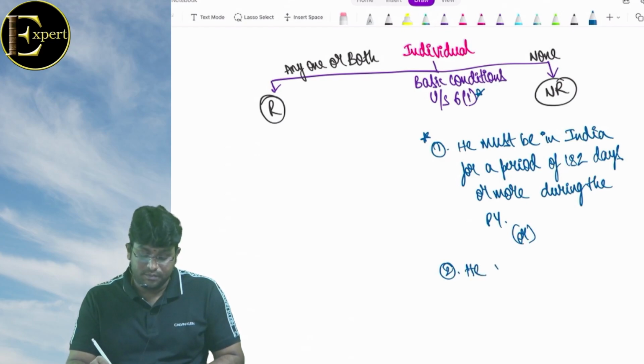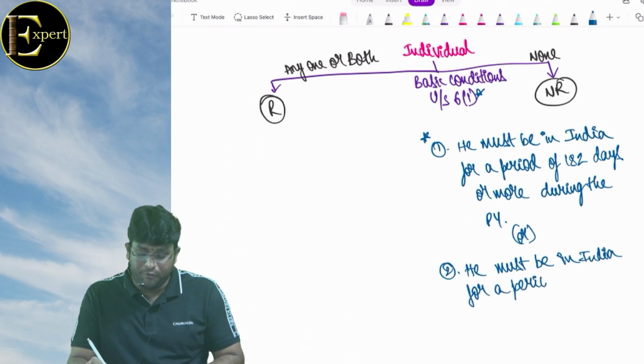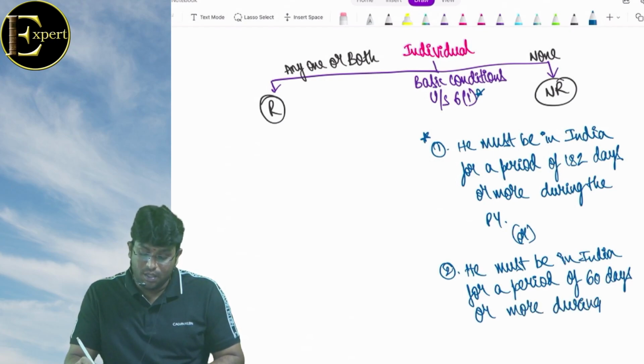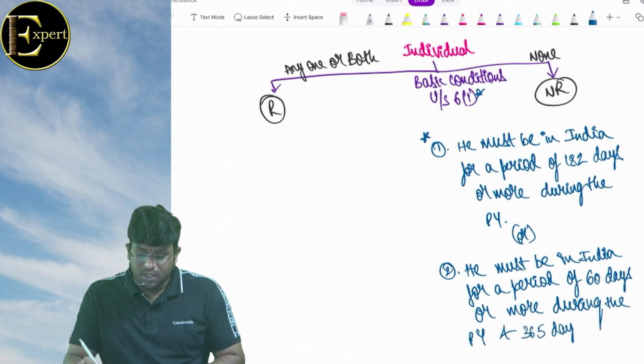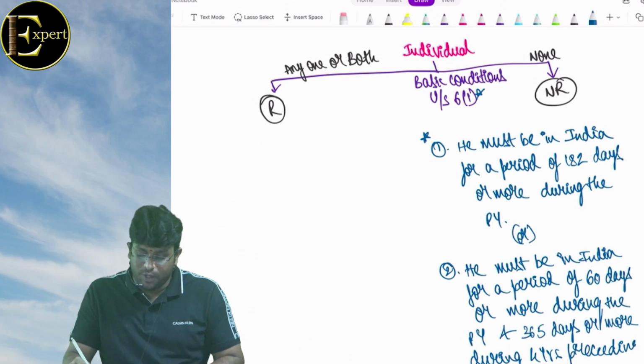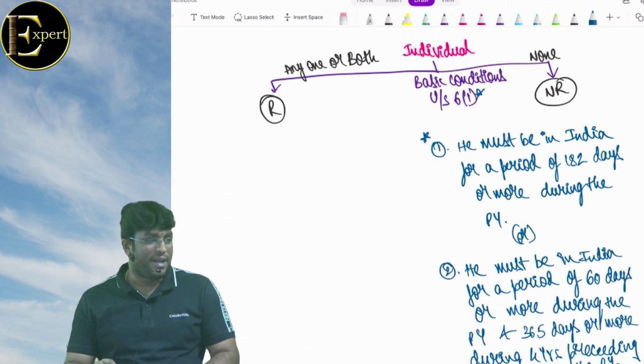Number 2. He must be in India for a period of 60 days or more during the previous year and 365 days or more during 4 years. During 4 years, what, beta? Preceding the previous year. Samajh mein aa raha hai kya beta?